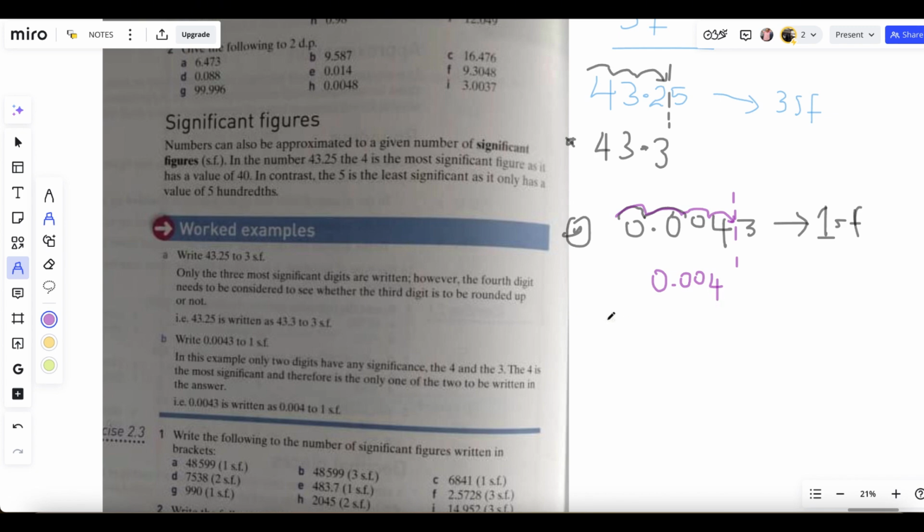Now, what if you are given a number? Let's try another number that does not have a decimal for significant figure. Let's say you are given 4,325. Now, no 0. Do it to the nearest 2 significant figure, 2SF. What should we do if we are given a number like this to do it to 2 significant figure?